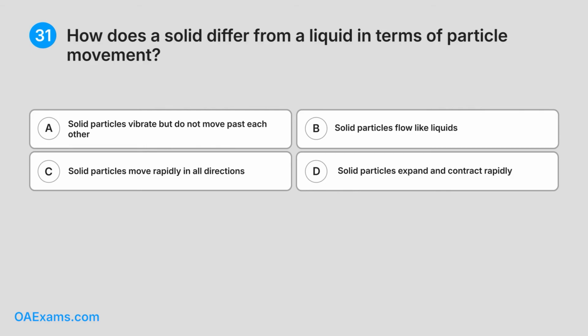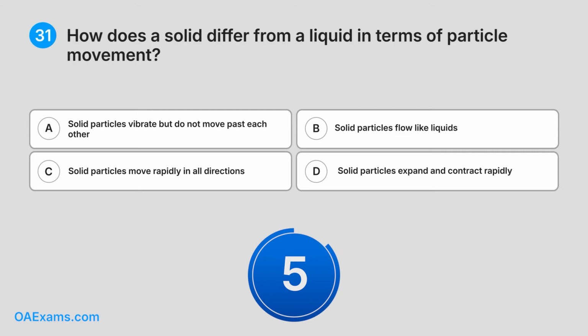31. How does a solid differ from a liquid in terms of particle movement? A. Solid particles vibrate but do not move past each other. B. Solid particles flow like liquids. C. Solid particles move rapidly in all directions. D. Solid particles expand and contract rapidly. Do you know the answer?